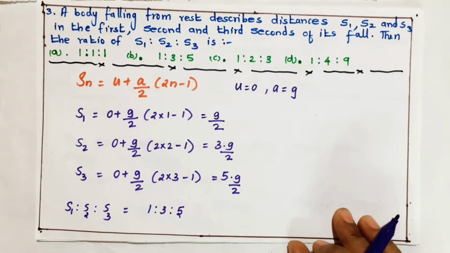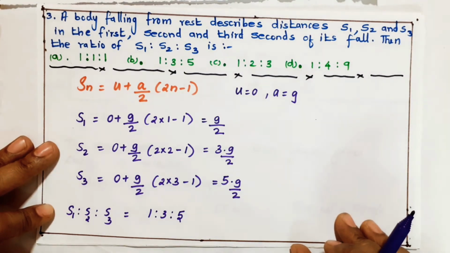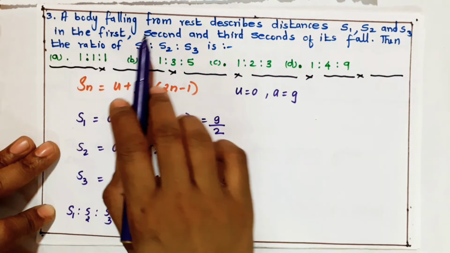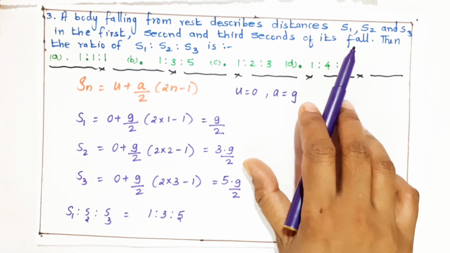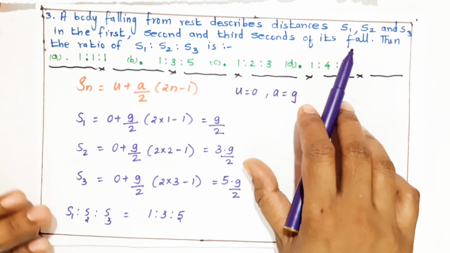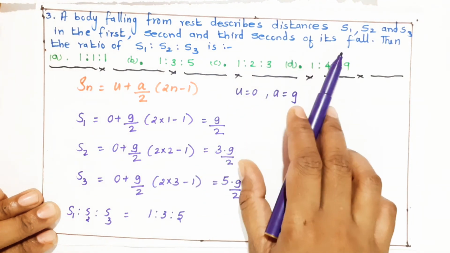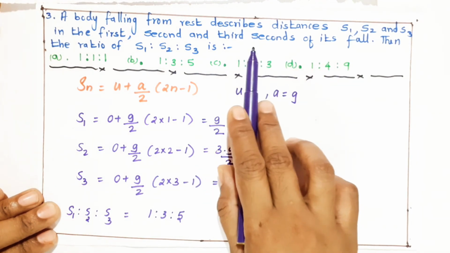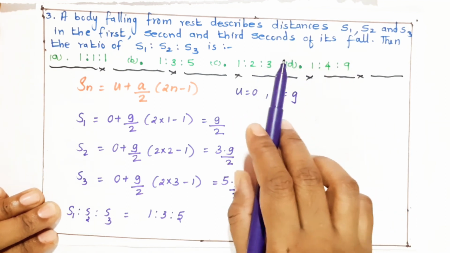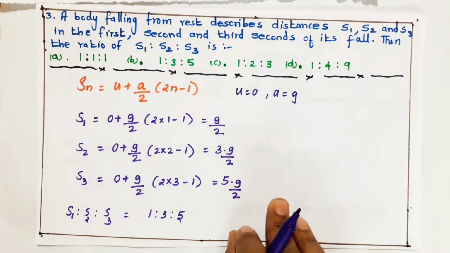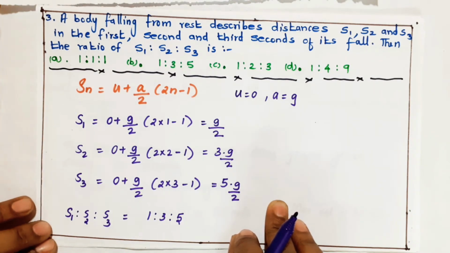A body falling from rest describes distances S1, S2 and S3 in the first, second and third seconds of its fall. Then what is the ratio of S1 is to S2 is to S3?